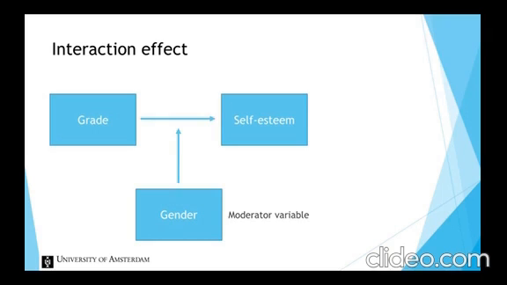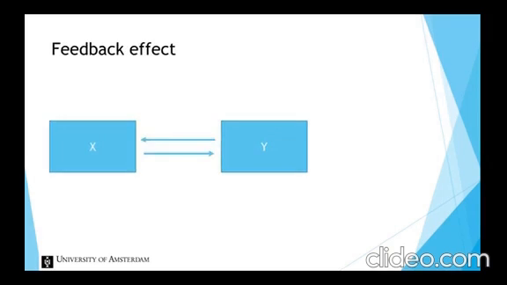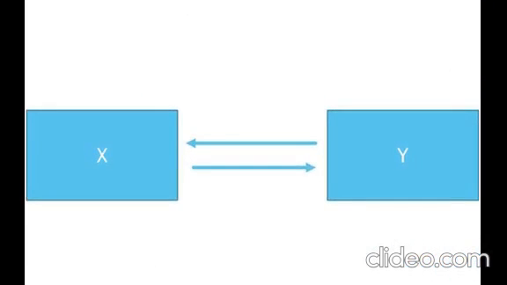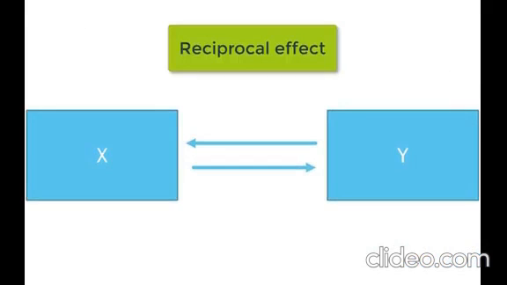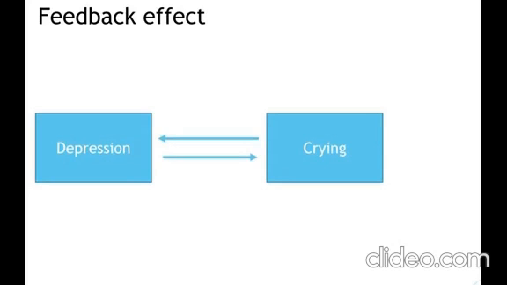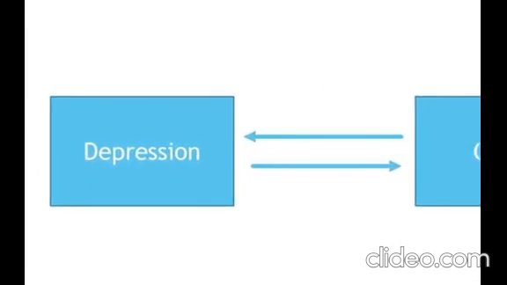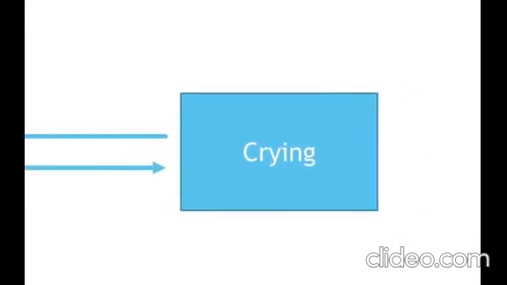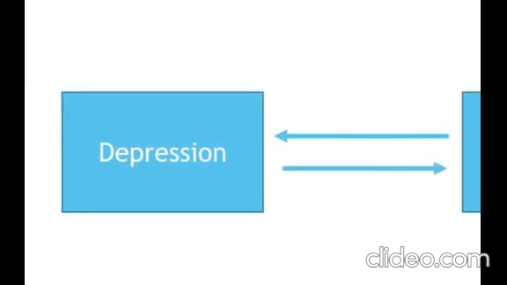The fourth type of causal relationship is a feedback effect. In this example, x has a direct effect on y, and y has a direct effect on x. This type of effect can be recognized by a double arrow and is also referred to as reciprocal effect. As an example, depression has a positive effect on crying. If you feel more depressed, you cry more. But crying also has a positive effect on depression. If you cry more, you will feel more depressed.